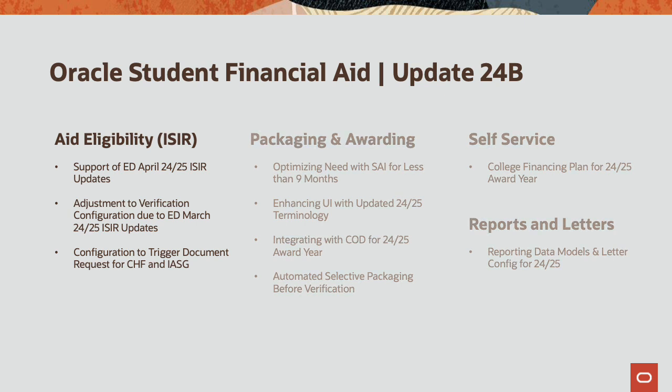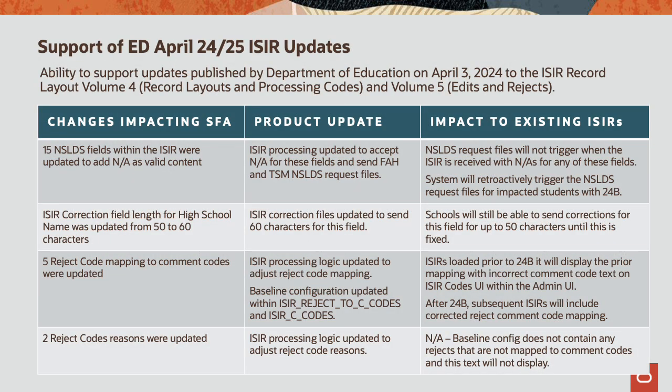For aid eligibility, we are delivering support for recent Department of Education updates to the ISR record layout and several baseline configuration updates. On April 3rd, the Department of Education published updates to the ISR record layouts Volume 4 and 5, and in order to support these changes, there were a number of product updates that were needed with 24B. I'm going to cover the updates that had an impact to the product, as well as the impact it will have on existing students and ISRs if you've already loaded those into the system with 24A.